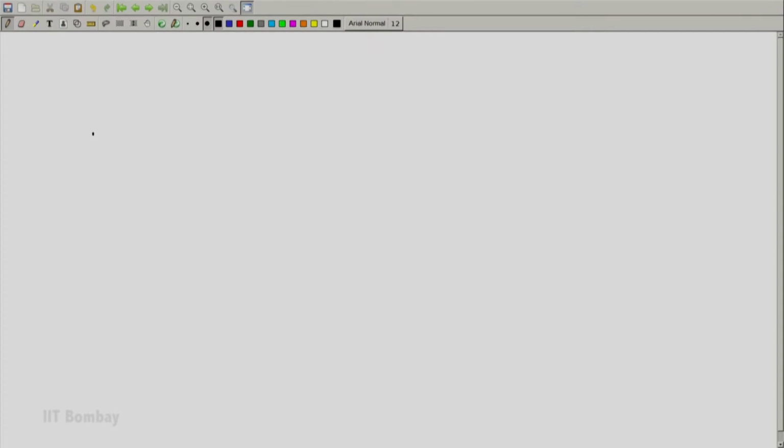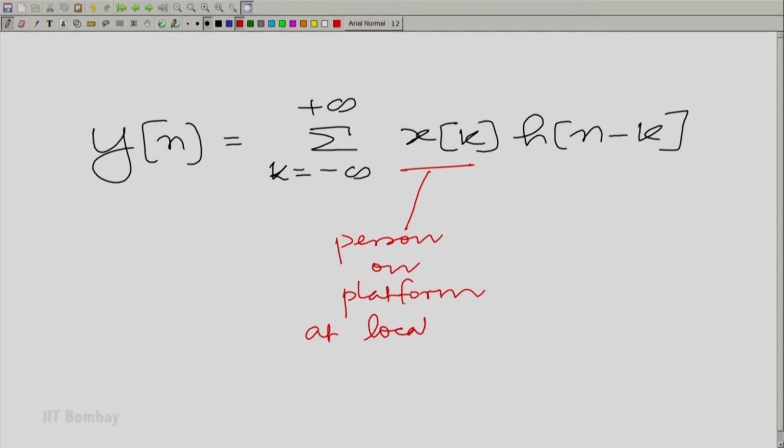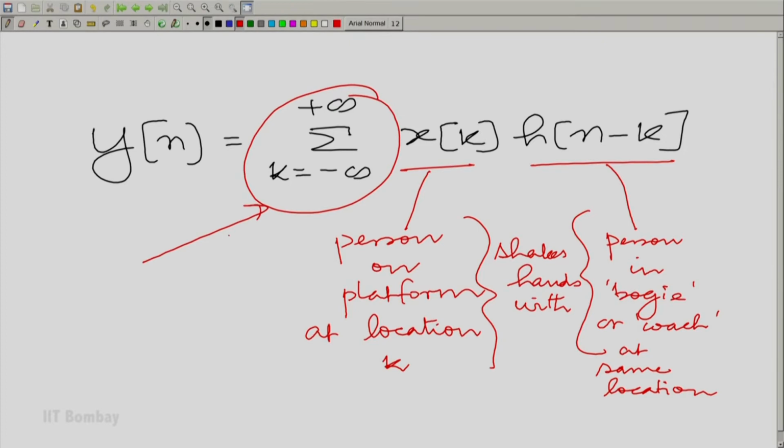Let us write this down explicitly. So, what we are saying essentially is this expression y[n] is equal to summation k going from -infinity to +infinity, x[k] h[n-k] can be interpreted as follows. The person on the platform at location k shakes hands with the person in the bogie or coach at the same location, and y[n] is the combined effect of all these handshakes.